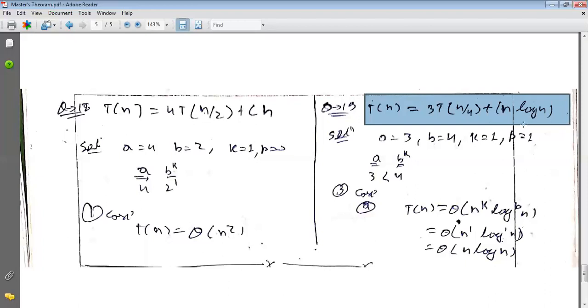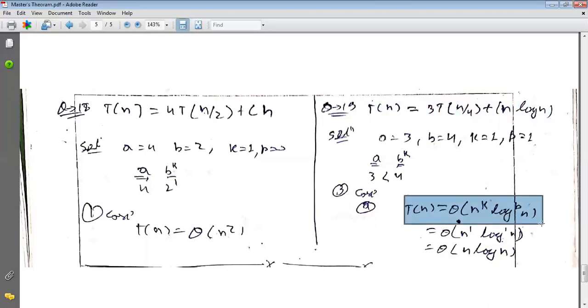And what is the value of p? p is equal to 1, therefore p is greater than or equal to 0. Therefore, we have theta of n to the power k, log n raised to the power p. Therefore, theta of n to the power 1 log to the power 1 of n, which is theta of n log n. This is the final time complexity for this particular question.